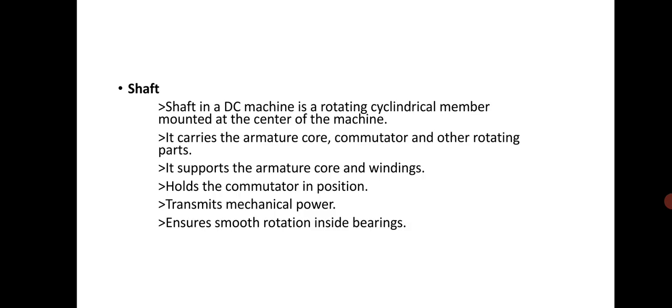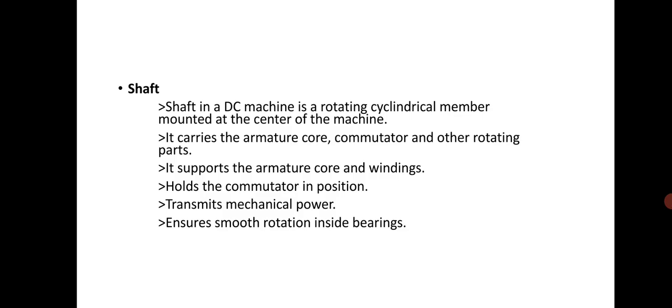Okay, what is the main purpose of the shaft? It supports the armature core and winding, and it holds the commutator in position. So it will not move here and there. So it transmits the mechanical power: if it is a generator, from prime mover to armature; if you use a motor, from armature to load. It ensures smooth rotation inside the bearings.